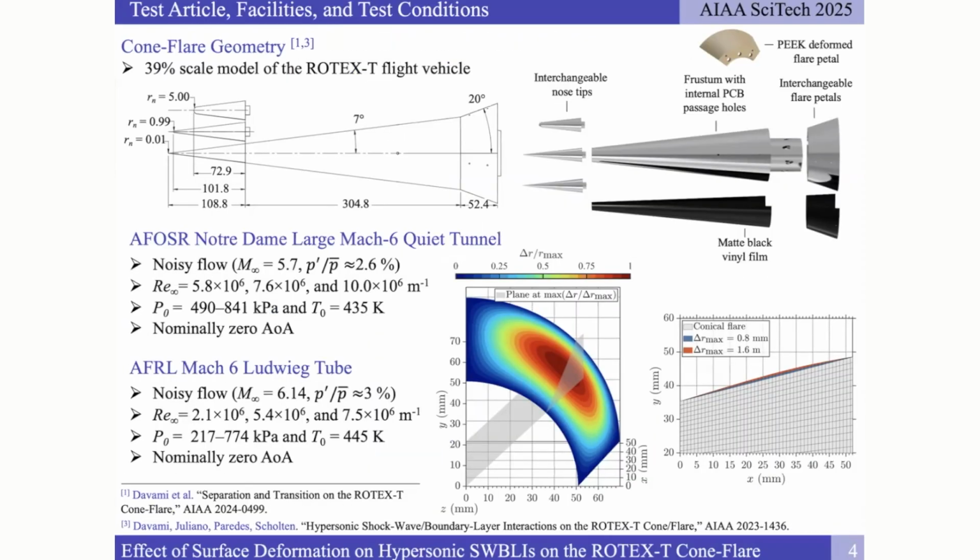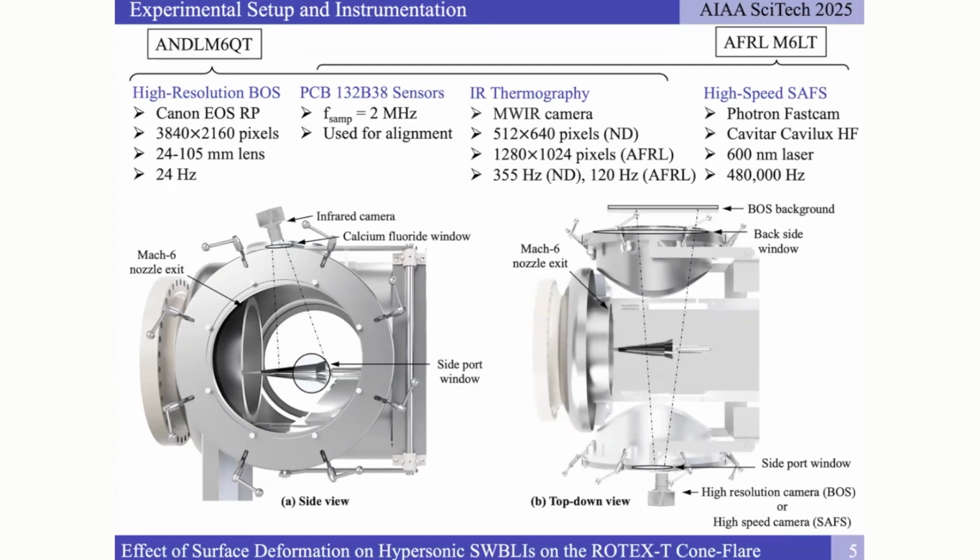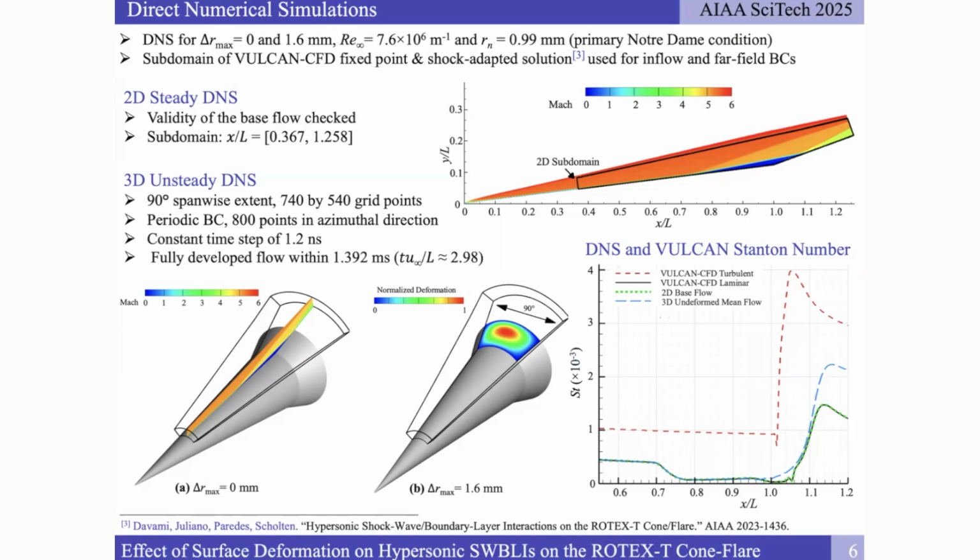The test article consists of a 7-degree half-angle cone and a 20-degree half-angle flare. It was tested in two facilities, the AFOSR Notre Dame Large Mach 6 Quiet Tunnel and the AFRL Mach 6 Ludwieg tube. For the experimental setup in both facilities, we collected off-wall and surface measurements simultaneously. The surface measurements consisted of infrared thermography, while the off-wall measurements consisted of background-oriented Schlieren and high-speed self-aligned focusing Schlieren. Direct numerical simulations were performed to study the effects of the surface deformation.